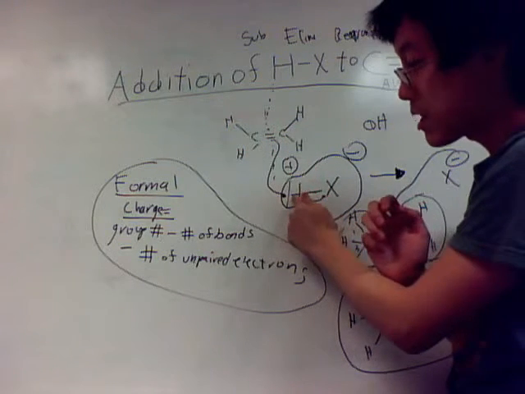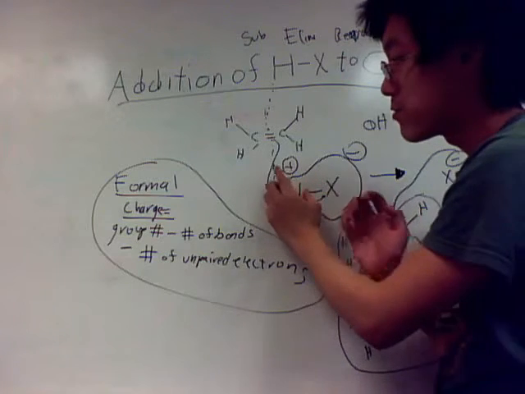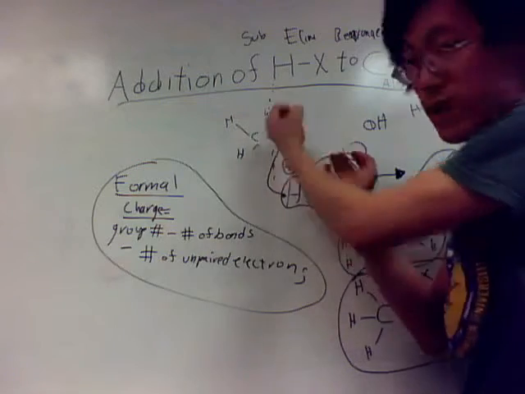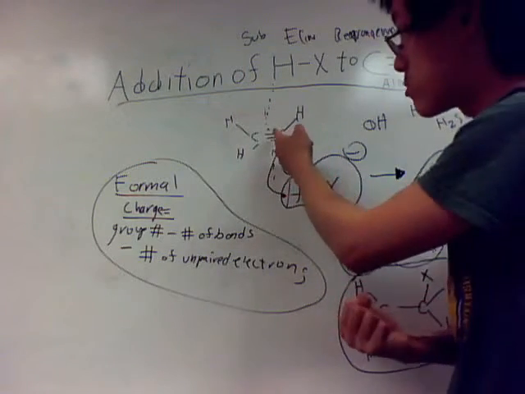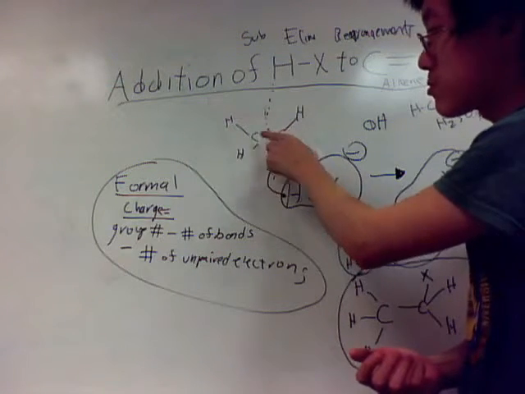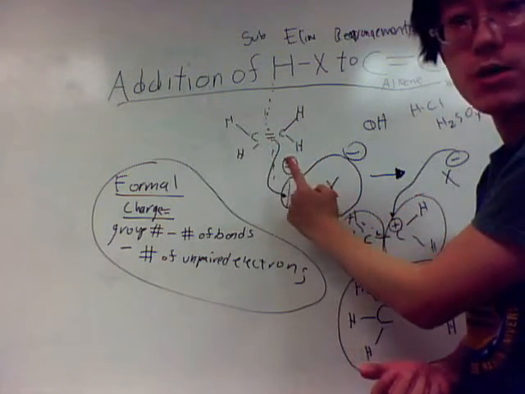What happens is that the hydrogen, which is positive, is going to float towards these double bonds, and it's going to pull off one of the bonds of the double bond. So that means this carbon here will only have single bonds.